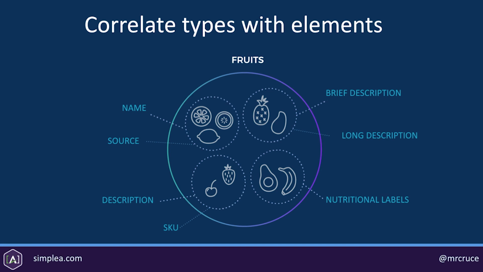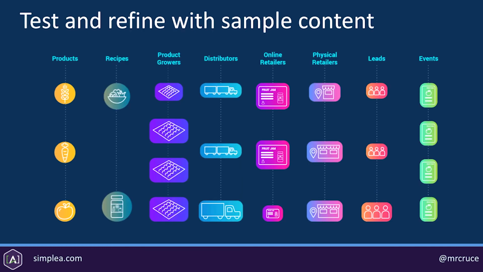So out of one of our types, the element fruits, we could look at some of the elements like brief description, long description, nutritional labels, source, and SKU number that compose that, and put that into an inventory. Once we do that, there's an important step here that sometimes gets missed. Before this becomes a model that's functional, we need to test and refine it with sample content.